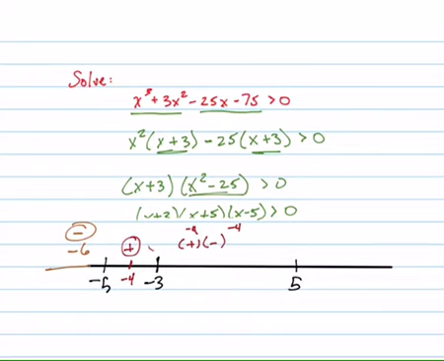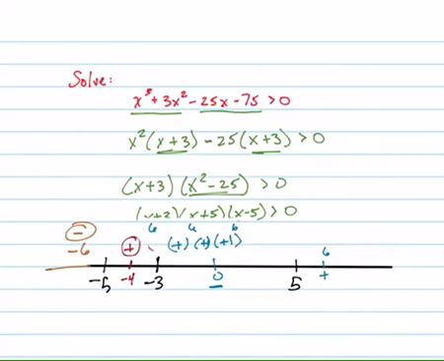The next region I'm going to check is between negative 3 and 5, and for that I will pick 0, just because it's the easiest thing to do. Plugging 0 in, I get a positive times a positive times a negative, which is negative. And the last region, if I plug in a 6 over here, plugging in a 6 is going to give me a positive times a positive times a positive, which is positive.